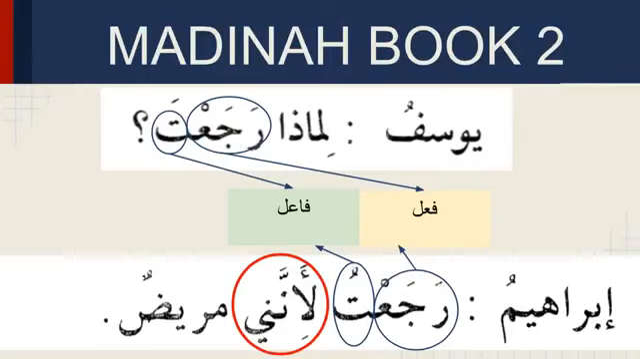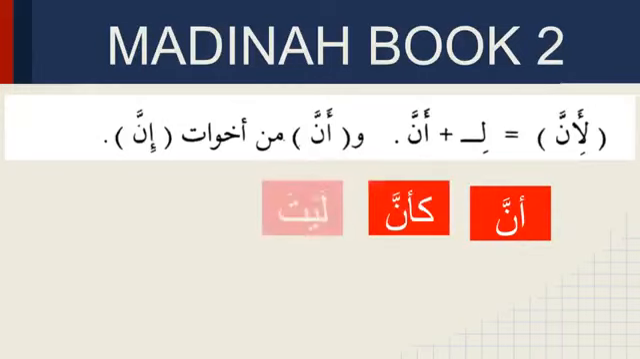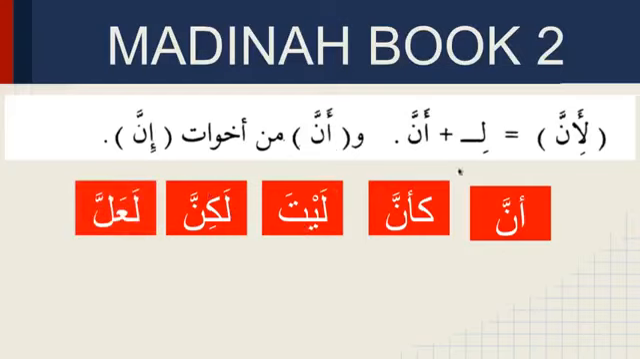So what is li'annani? We're going to learn li'annani. Li'annani is constructed using harf jar li and anna. So we know anna is min akhwatu inna. So inna has got 5 sisters. Anna, inna, anna, ka'anna, laita, lakinna, la'alla. So we have done 3 before. We have done ka'anna, it looks as if. We've done lakinna, which means but, and la'alla, hope or fear. So now we got anna. So we know inna and akhwatu inna have ism mansub and khabar marfu, ism and khabar.